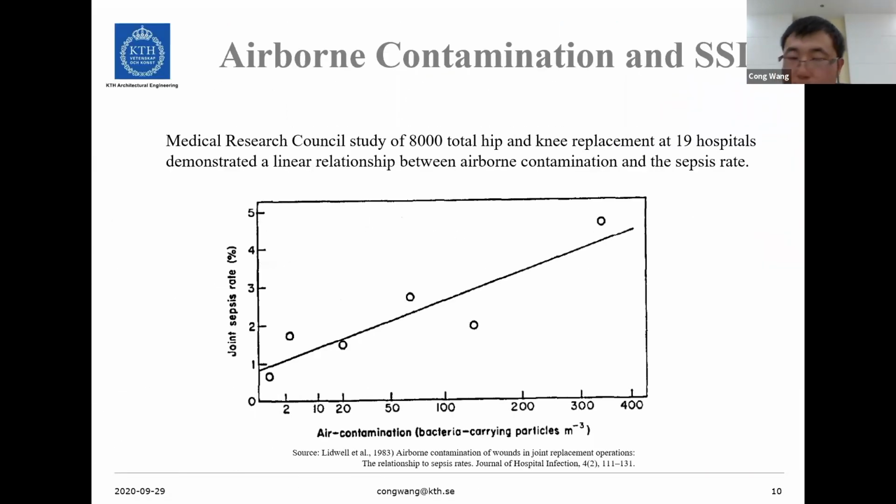In the 1980s, the Medical Research Council studied 8,000 total hip and knee replacements at 19 hospitals. Their study demonstrated an essentially linear relationship between the airborne contamination and the infection rate, as you can see in this figure.